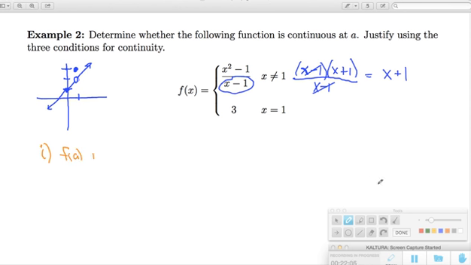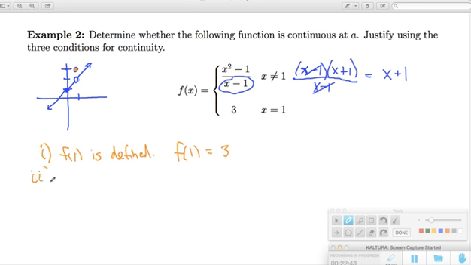Now remember, the first condition is that we have to be defined at that a value. Well, in this particular situation, they're asking us to look at f of 1, right? Now, f of 1 is defined. Why? Because f of 1 is equal to the number 3, right? It's right up here. F of 1 is on there. There's no problem with it.